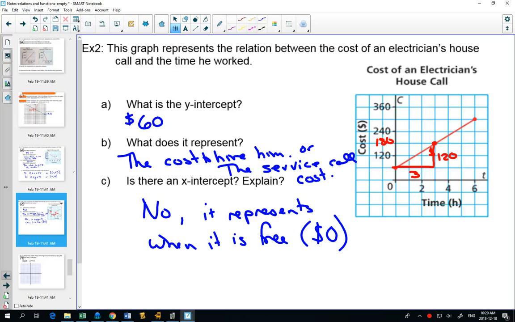How much would it go up in an hour then? Well, in 3 hours it goes up $120, so $40. So he charges $40 per hour, which might even be cheap for an electrician. A lot of tradespeople charge $50, $60 an hour, plus their initial call.